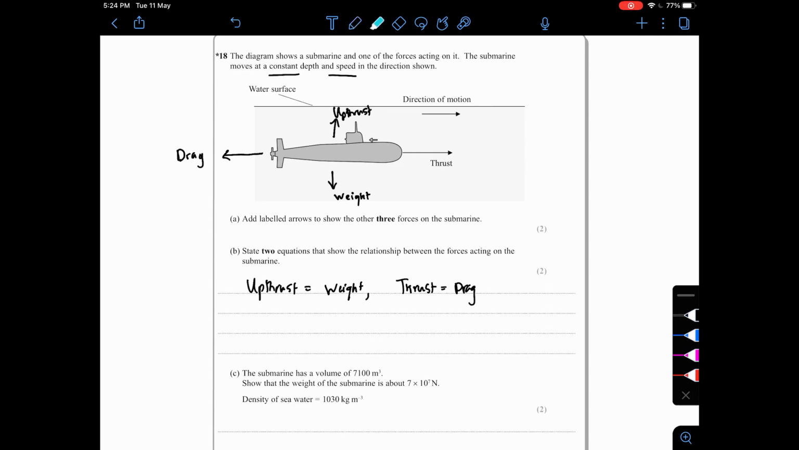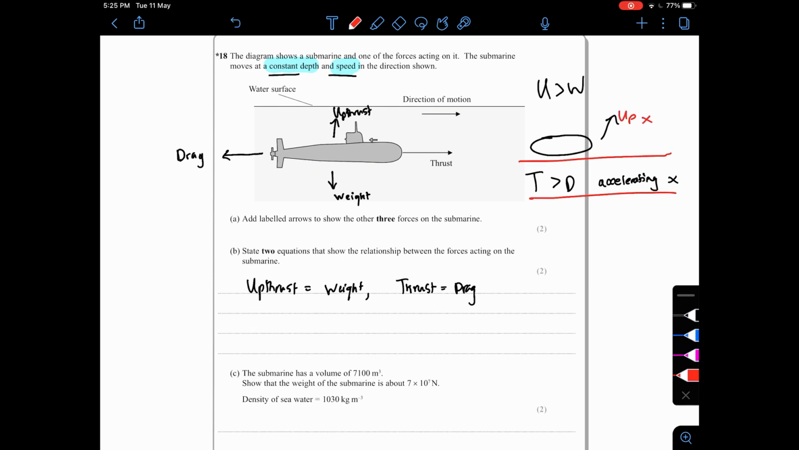Because they tell you that it's at constant speed and constant depth. Now, if upthrust was bigger than W, that would mean the submarine was going upwards, which is not the case, right? It's constant depth. And if thrust was bigger than drag, that would mean it is not going at constant speed, it is accelerating, which is not what they want, right? So they don't tell you this, and we're not going up, are we? It's constant. So that's why we can say that upthrust is equal to weight and thrust is equal to drag.